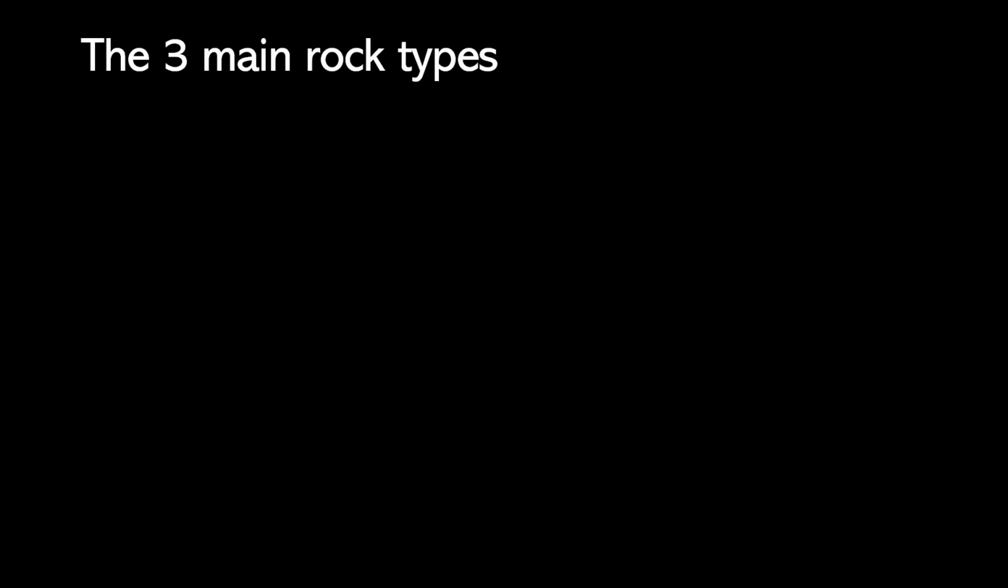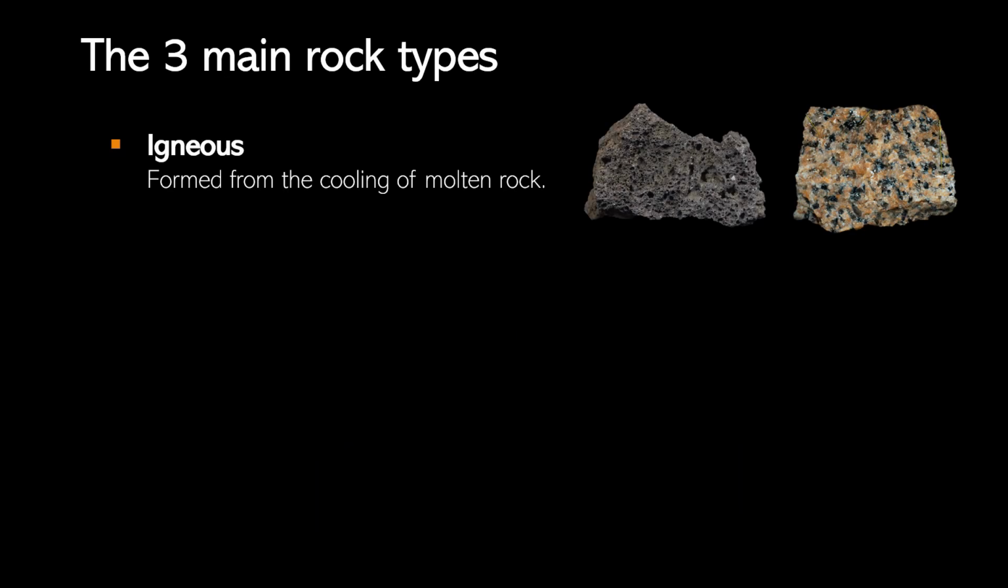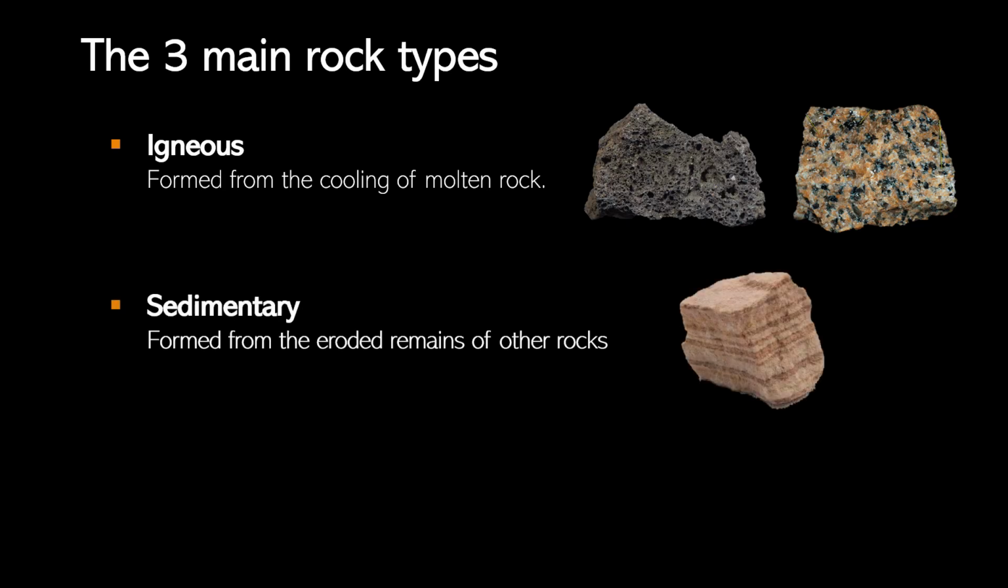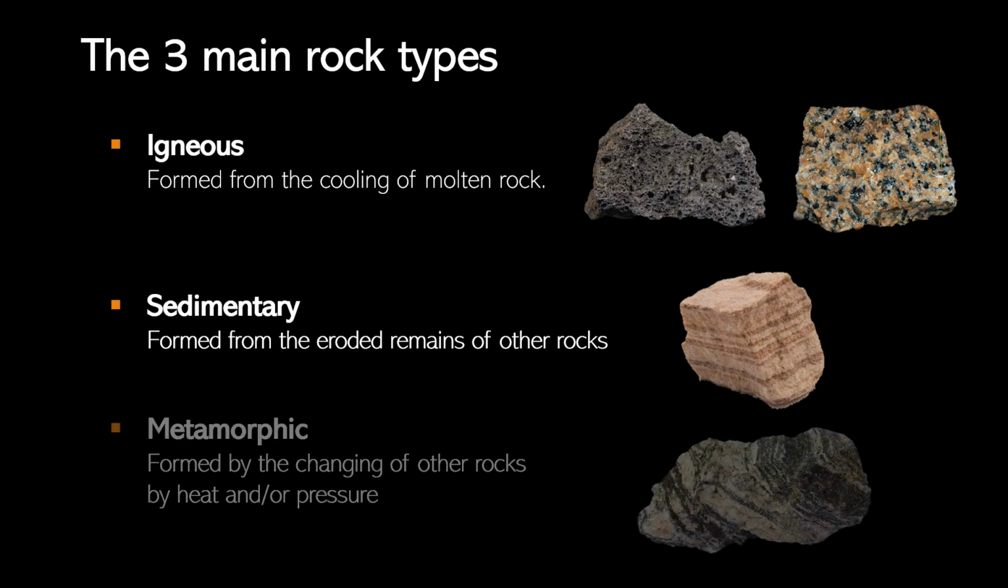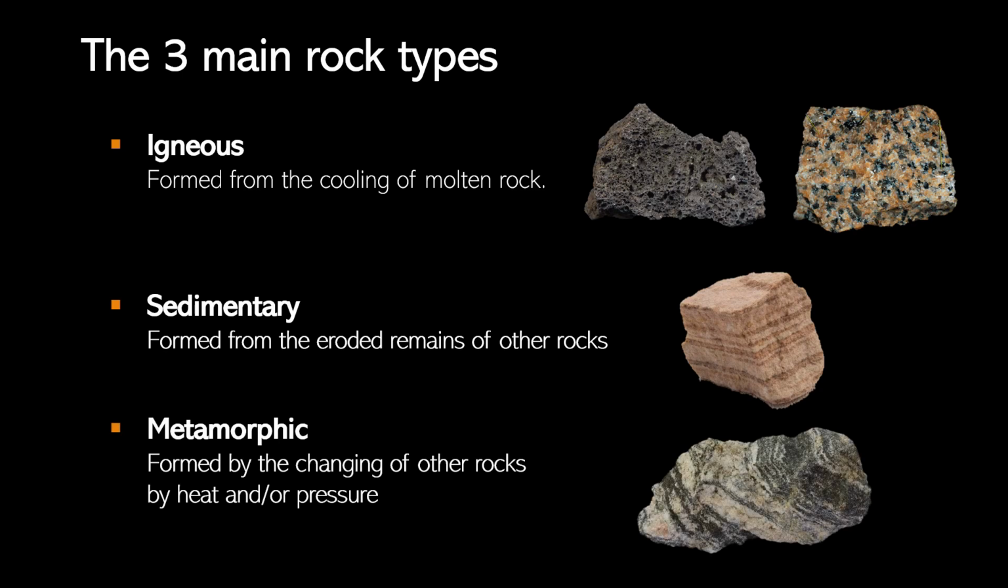There are three main types of rock: igneous, formed by the cooling of molten material from the Earth's mantle, known as magma. Sedimentary, the result of the deposition, compaction and cementation of eroded rocks, called sediments. Metamorphic, rocks whose structure or composition has been changed by heat, pressure or both.